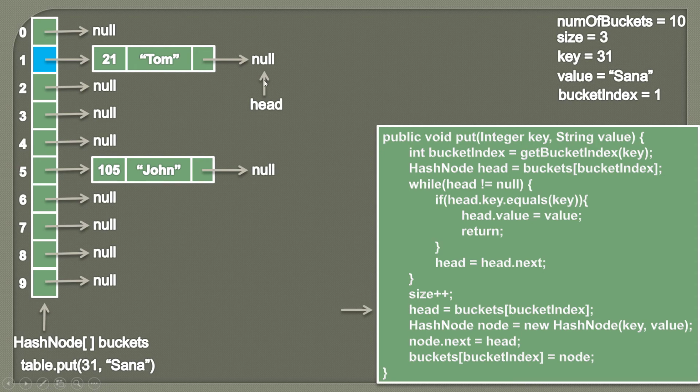And here you can see that head has already traversed into this list of nodes. So we again bring back head to the starting point of the list by again assigning the hash node at bucket index, which is our first hash node. So it would look something like this.